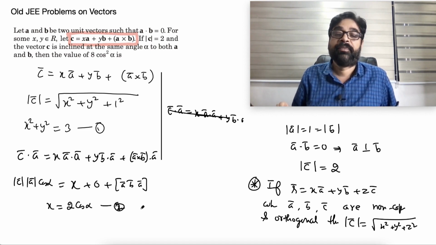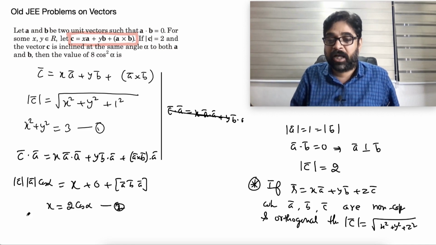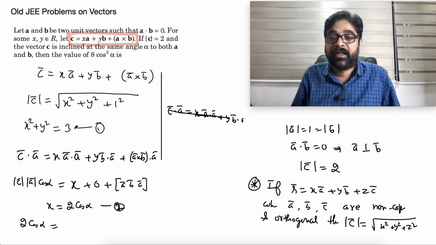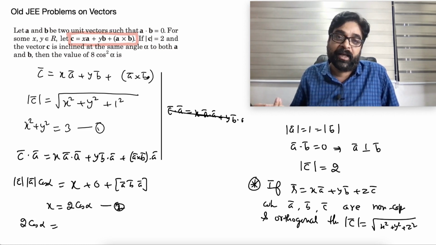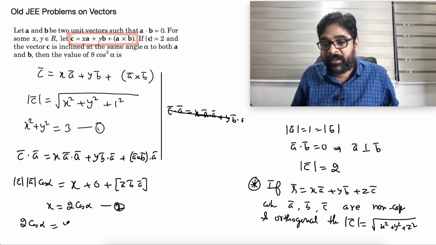Second condition. Similarly, if I take dot B on both sides, C dot B will be what? Mod C mod B. Mod C is 2, mod B is 1, cos alpha. Directly I am writing: 2 cos alpha is equal to, here A dot B is 0, B dot B is 1, mod B square is 1, y, and this will become 0 again. A dot B, box of ABB, box of ABB is 0. So that will be y.